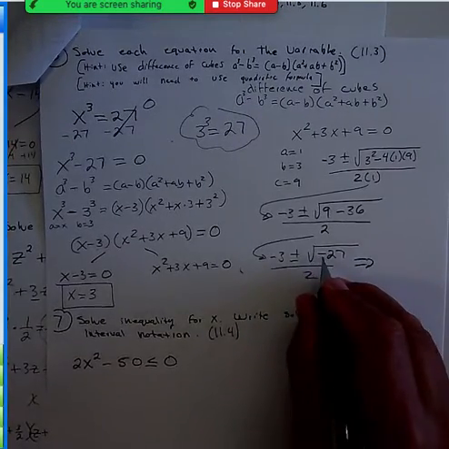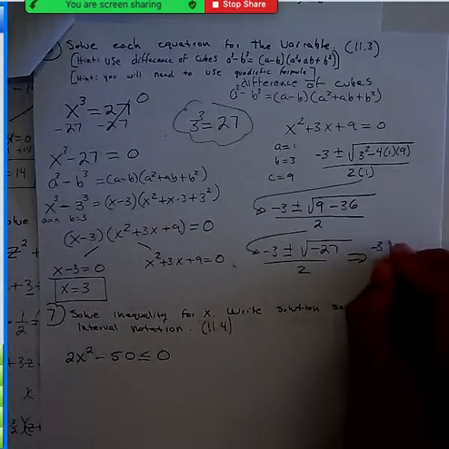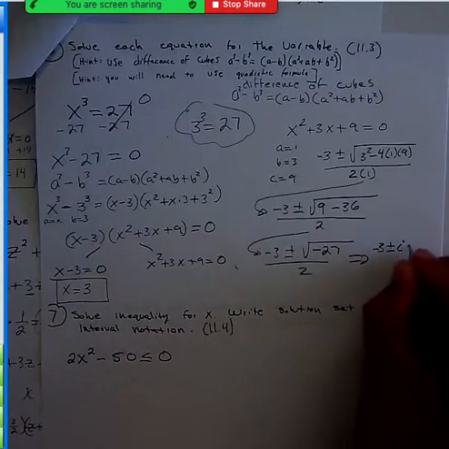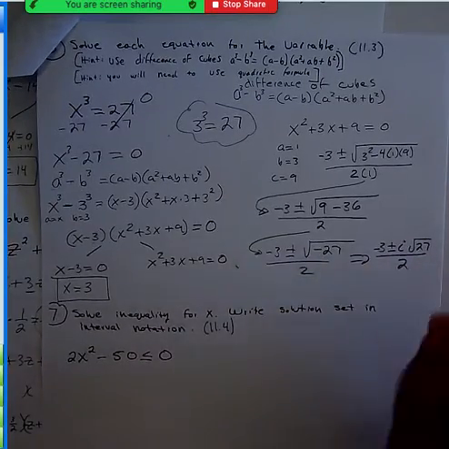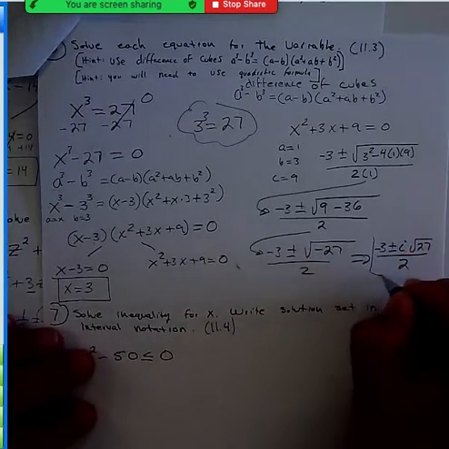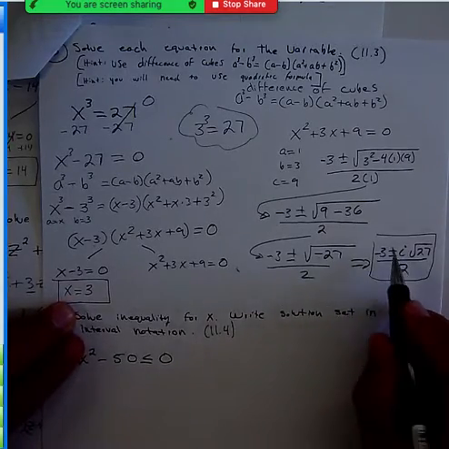We have a negative, so remember what happens. You need to take it out as an i. So i square root of 27 over 2. These are the other two answers. So this and this. Remember, this is two answers because of the plus and minus.